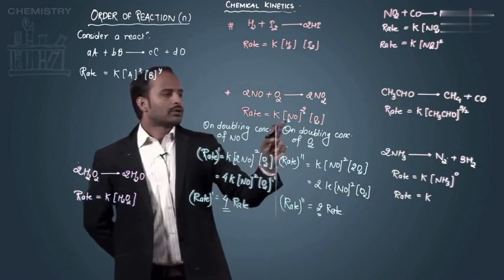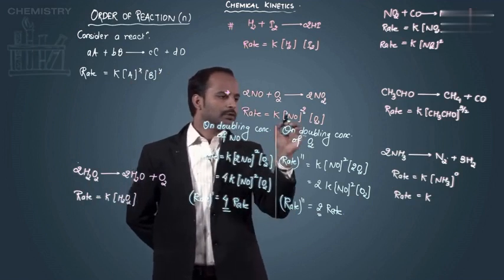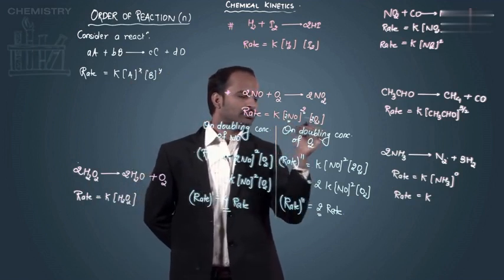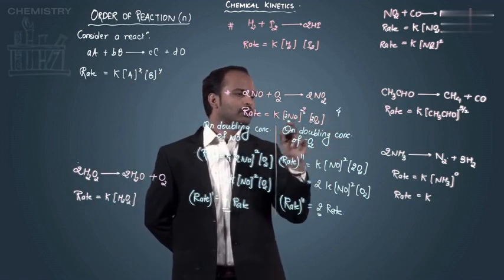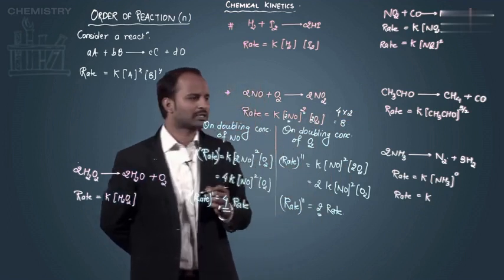Okay, if I'm doubling the concentration of both NO and O2, what will happen? If I'm doubling both, it will be 2 and this will also be 2. From this 2, the 4 will come outside. From this 2, only 2 will come outside. That is, it is going to be 8 times. The rate of reaction will increase by 8 times.